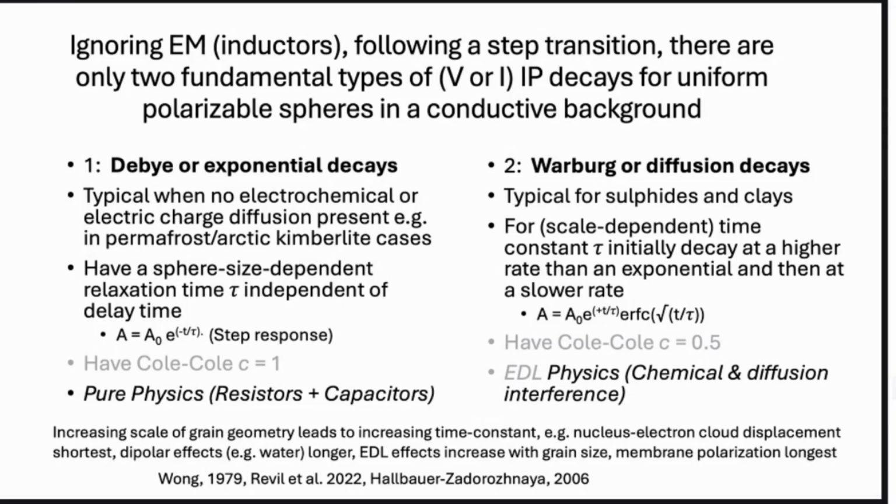The second type of response is called Warburg decays or diffusion decays. They are typical for sulfides and clays. And initially, a Warburg decay is faster than an exponential, and then afterwards it's slower. And the expression for that is given for those that like complementary error functions and square roots. You don't need to worry too much about it. But the physics behind that is electrical double layer physics with chemical diffusion inference.